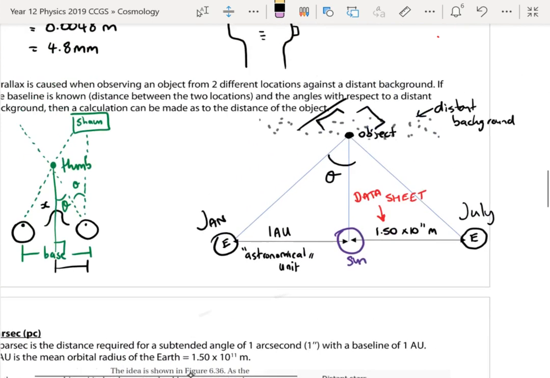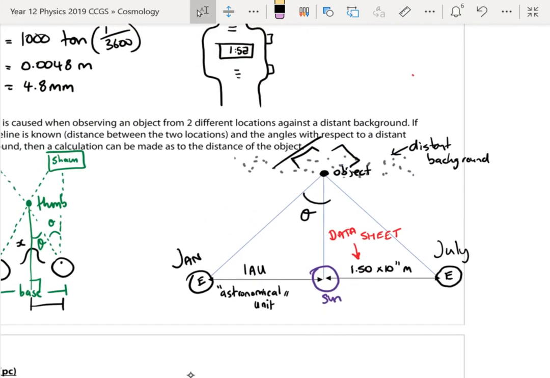Now, here's what astronomers have been able to do. Since we are travelling 300 million kilometres apart in 6 months, some stars are going to appear to shift. And so we can measure the apparent shift, we can measure the angle theta, and knowing the base length is the diameter or radius of the Earth, it enables us to calculate the distance d. How far is that object from us?